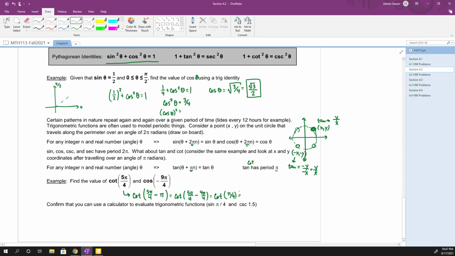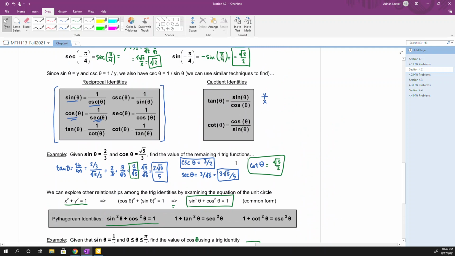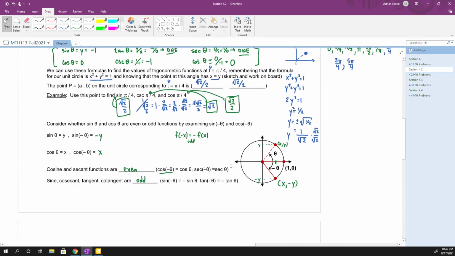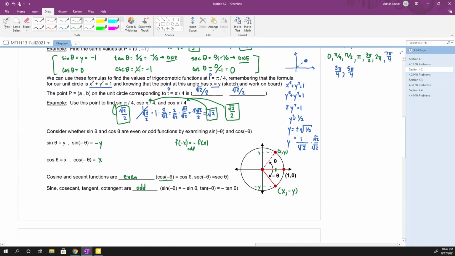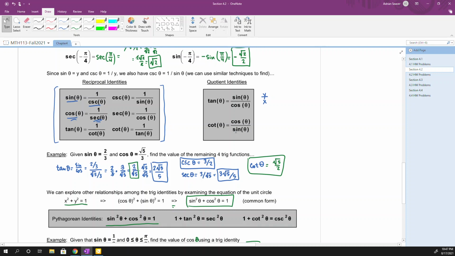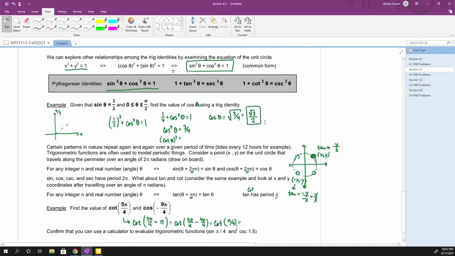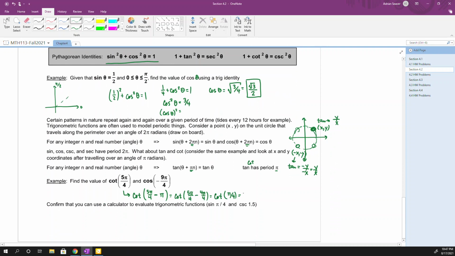Well, we have to think about that a little bit. What is the cotangent of pi over 4? Well, let's go back to where we were defining pi over 4. We said that the sine was square root of 2 over 2. The cosine was square root of 2 over 2. Cotangent here is the cosine over the sine. So I could say cotangent of pi over 4 would be square root of 2 over 2 divided by square root of 2 over 2, which is just going to be 1. Okay.